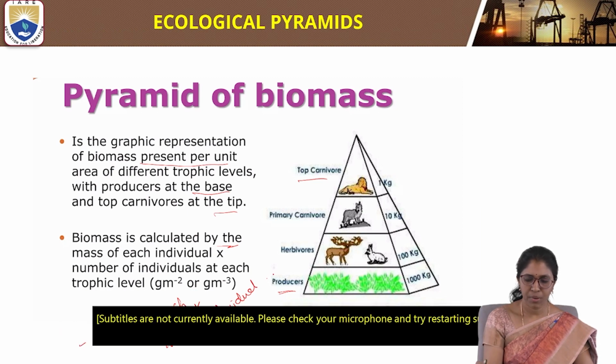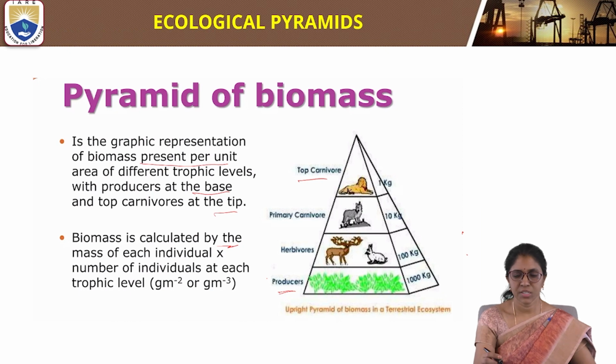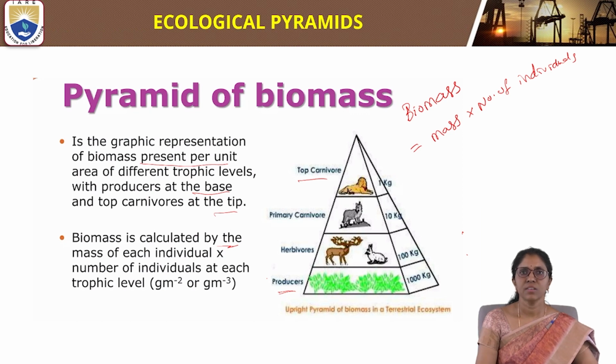Biomass is calculated using one formula: biomass is equal to the mass of each individual times the number of individuals at each trophic level. The units of mass are per gram square or per gram cube. So this is the biomass calculation.